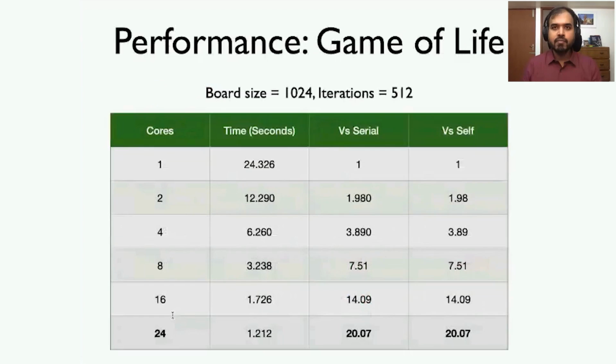So we chose an initial board of size 1024 by 1024, right? And we randomly initialized the board and ran the game for 512 iterations. And on 24 cores, we see that we get around 20 times speedup, right? And we see a similar speedup on programs that do not have any synchronization. We don't have any synchronization across each of these for loops, right? So that's a typical pattern that you see in a lot of these mathematical kernels. We see similar results there.